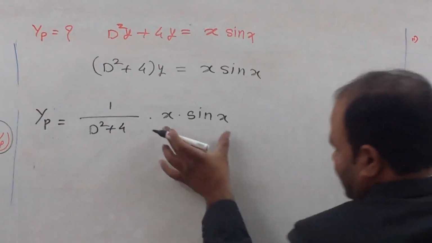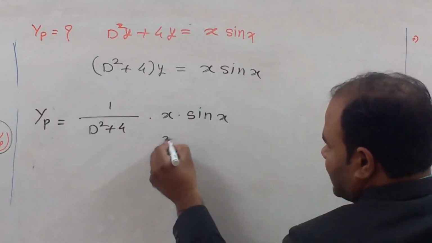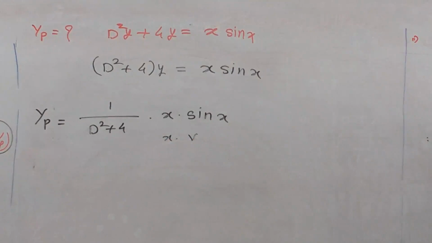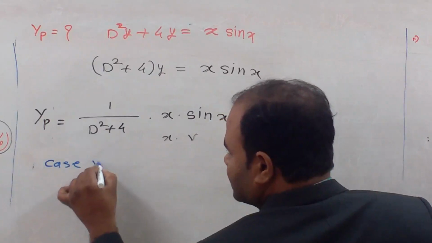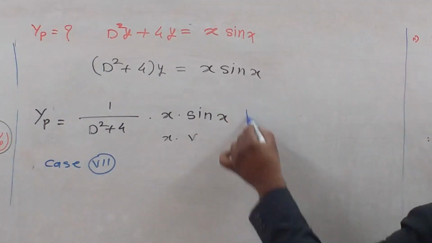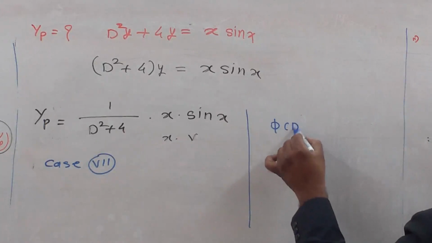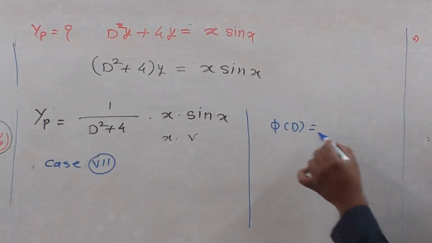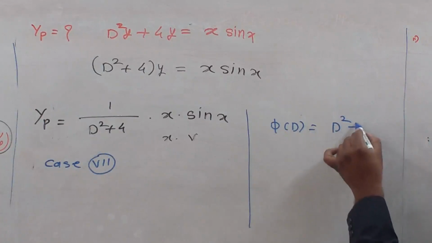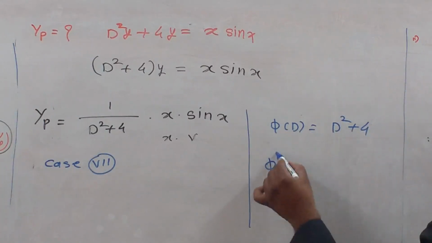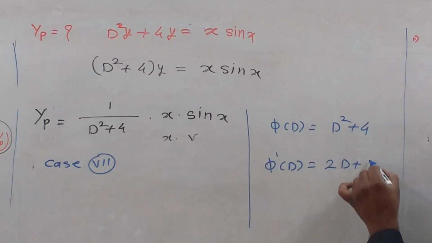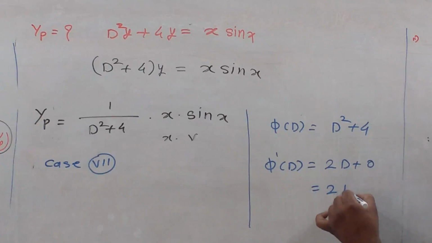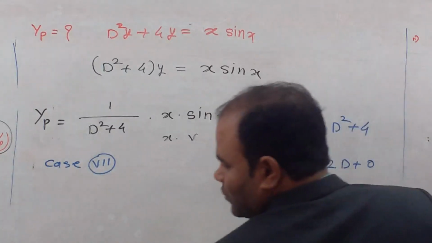Just observe the function of x. Here x into sine x, that is x into v, where v is a function of x, is given. It means we have to apply case number 7. To apply case number 7, we need to find the derivative of phi of D. Phi of D is D square plus 4. Its derivative is 2D plus derivative of 4, which is 0, so phi dash D is 2D. Now put the values of phi of D and phi dash D in the standard equation of case 7.